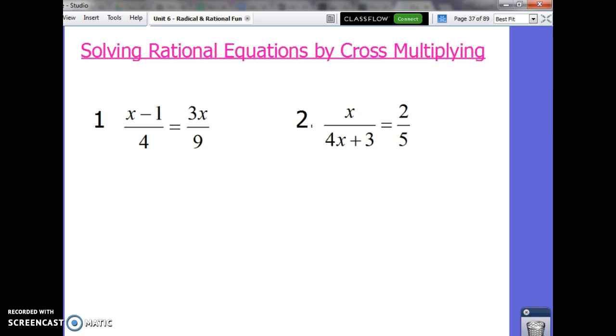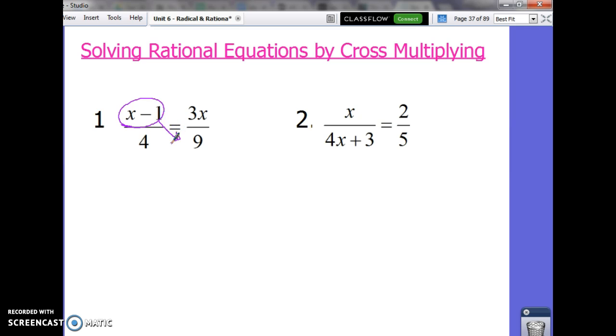Alright, so you can cross multiply when you have two fractions equal to each other, like you have in both of these examples. Okay, so anytime you have two fractions equal to each other, you can solve the equation by cross multiplying. You just have to be careful that you multiply through all the way. For example, x minus 1 is going to get multiplied by the 9.